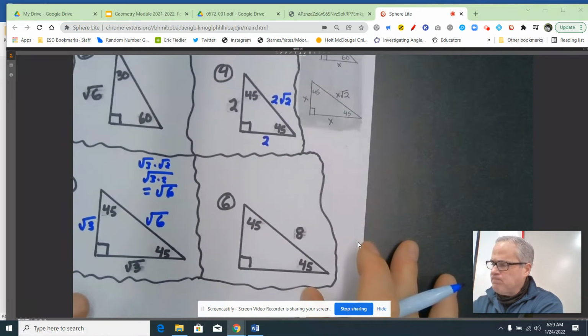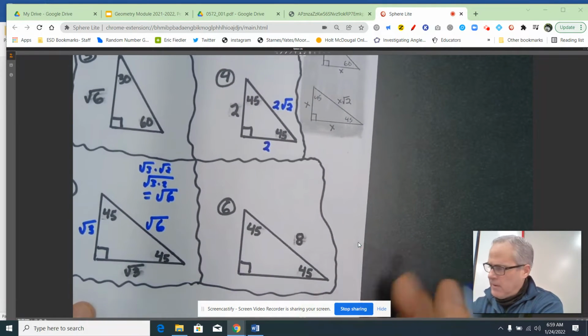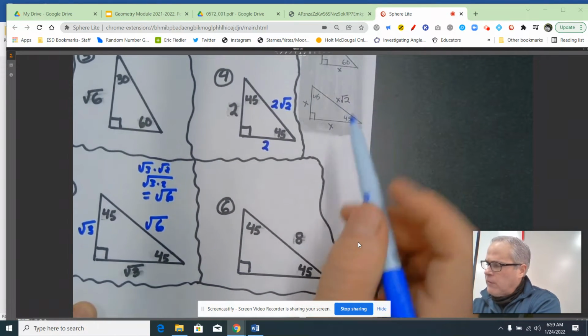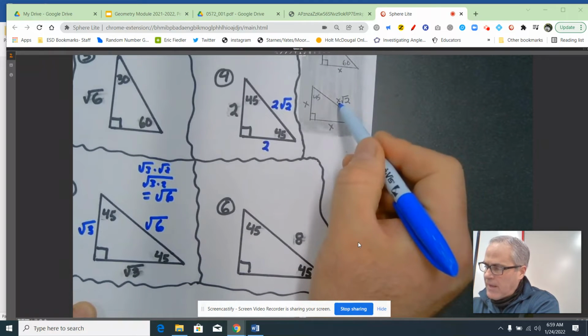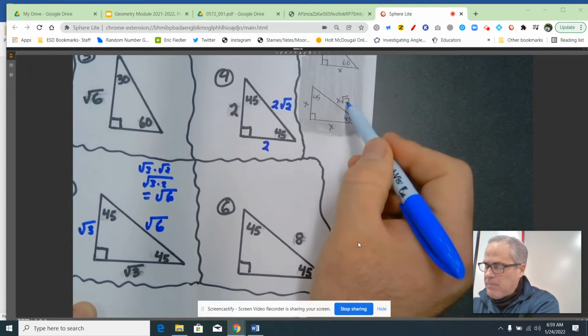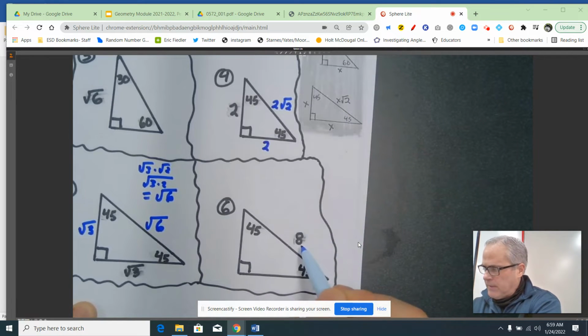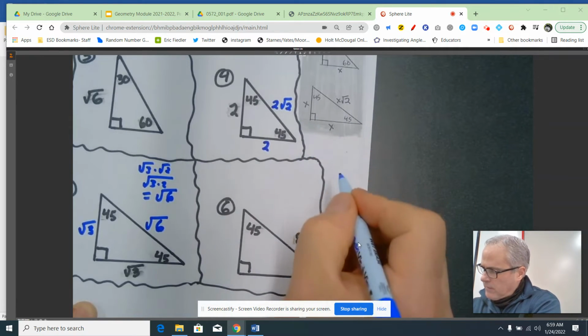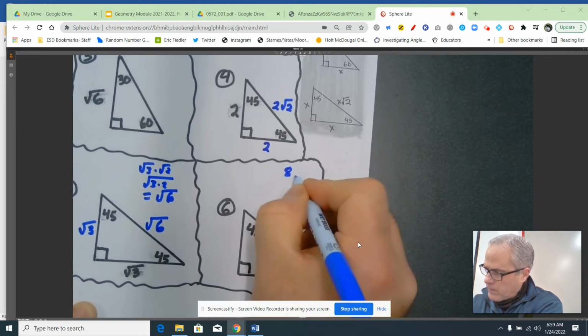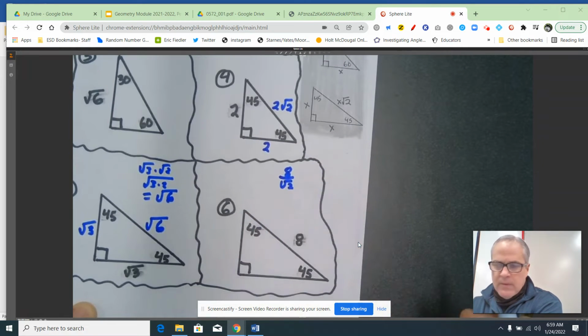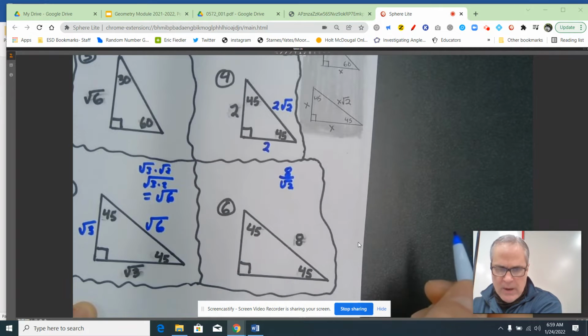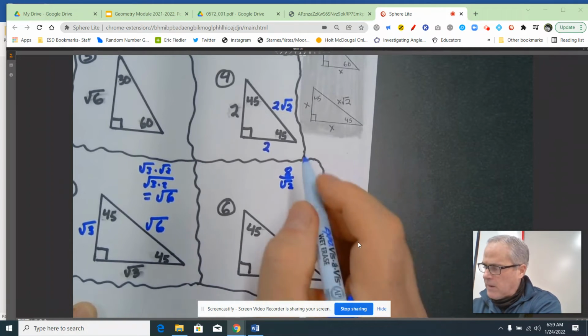Last one. Okay, I am given the hypotenuse. So the hypotenuse is a leg times the square root of 2. So if I'm given the hypotenuse, don't I just do the opposite and divide by the square root of 2? So I take 8, divide it by the square root of 2. That's considered an unsimplified radical, and the directions are to simplify radicals.